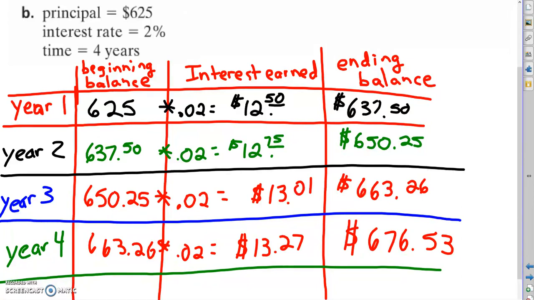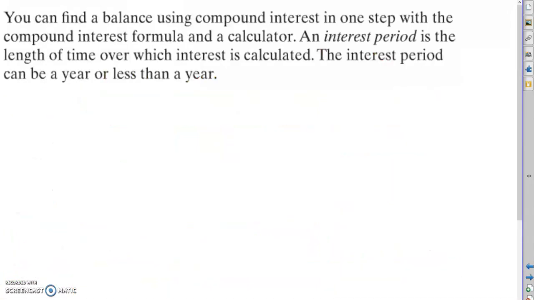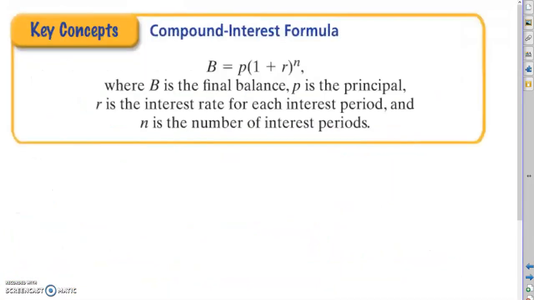Making a chart is a great way. However, it takes time. And pretend you left your money in the bank for 8 years, 10 years, 15 years. You don't want to make a chart that lasts that long. So we can use a formula. Okay? Our formula looks like this. B, which stands for final balance, equals P, which stands for the principal, in parentheses 1 plus R.